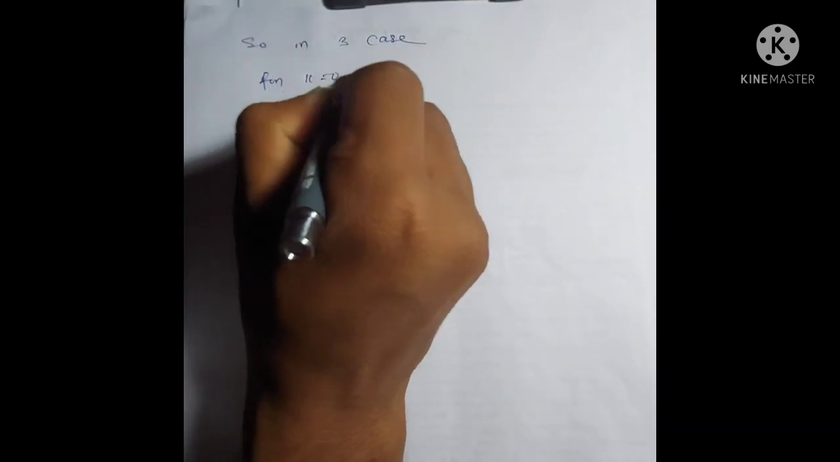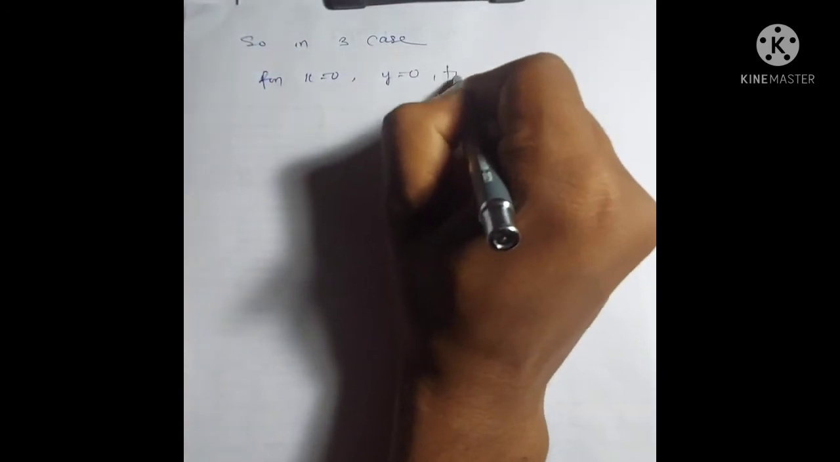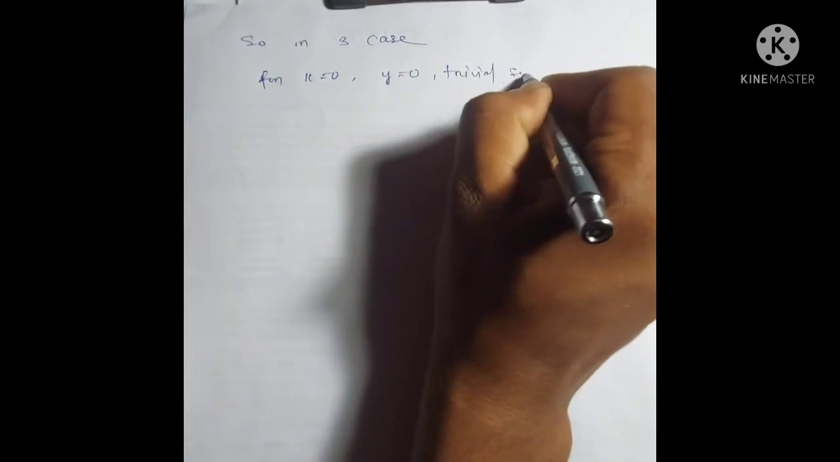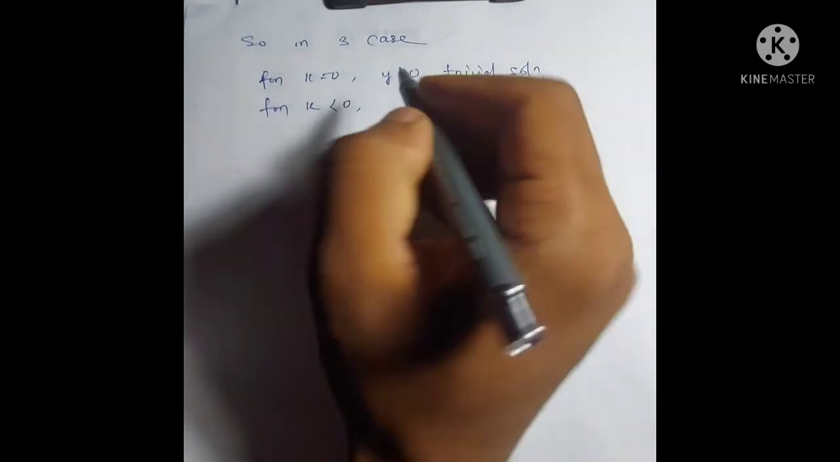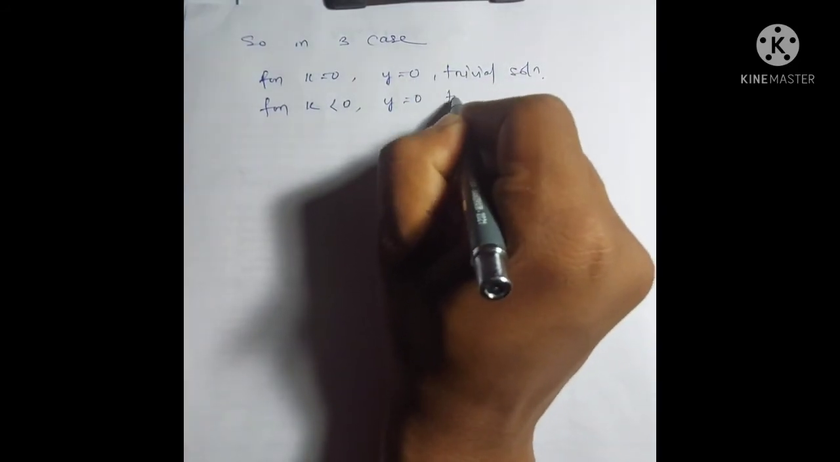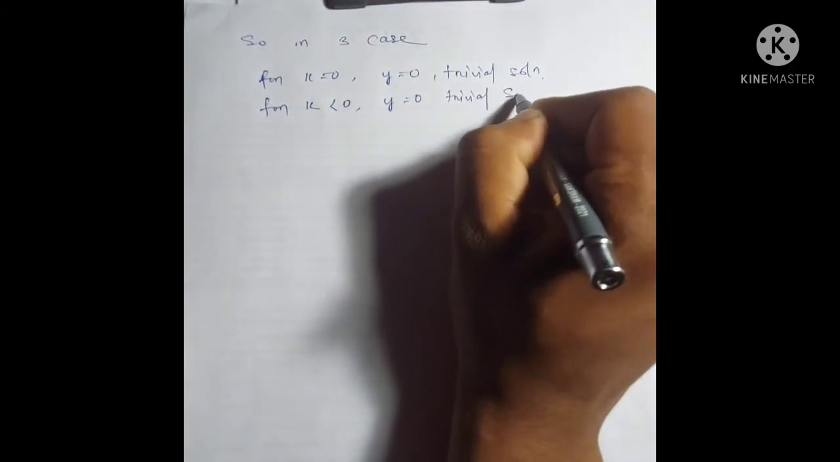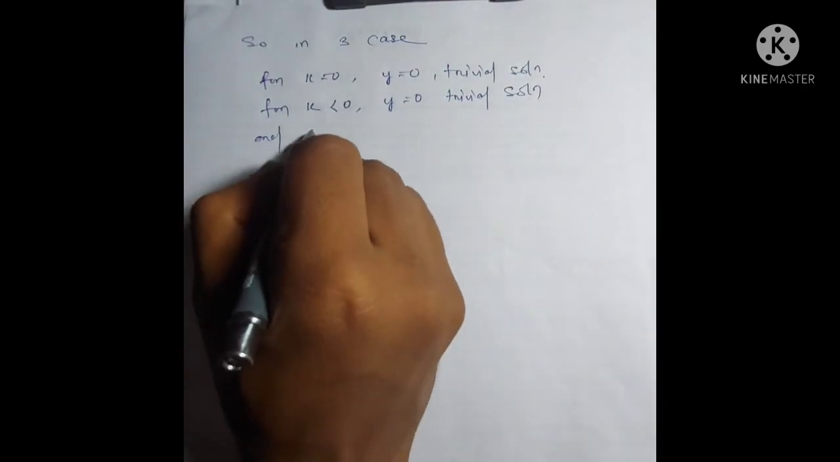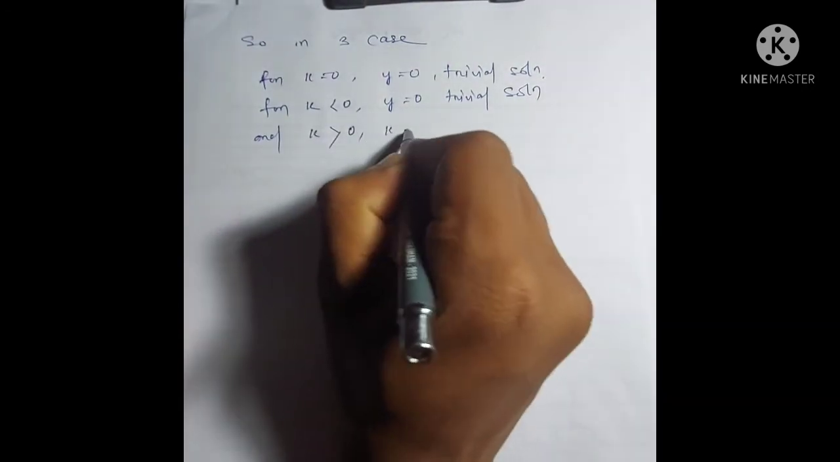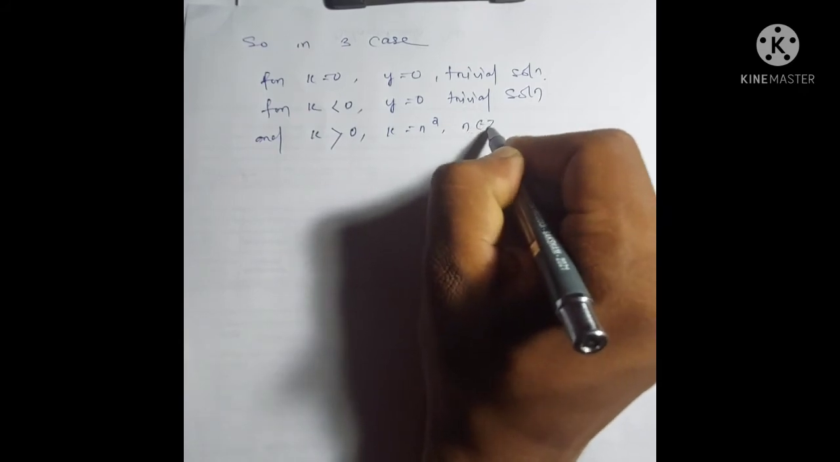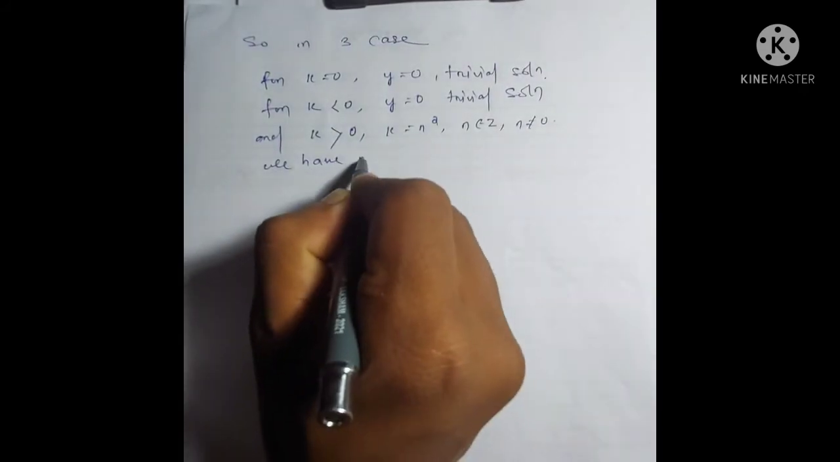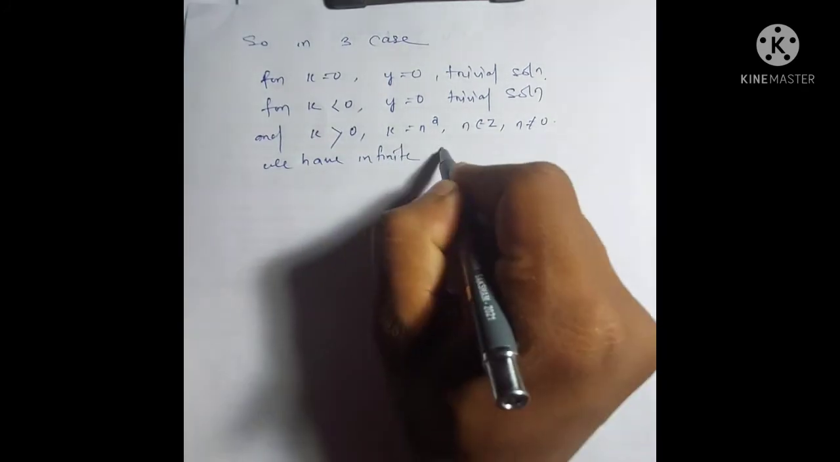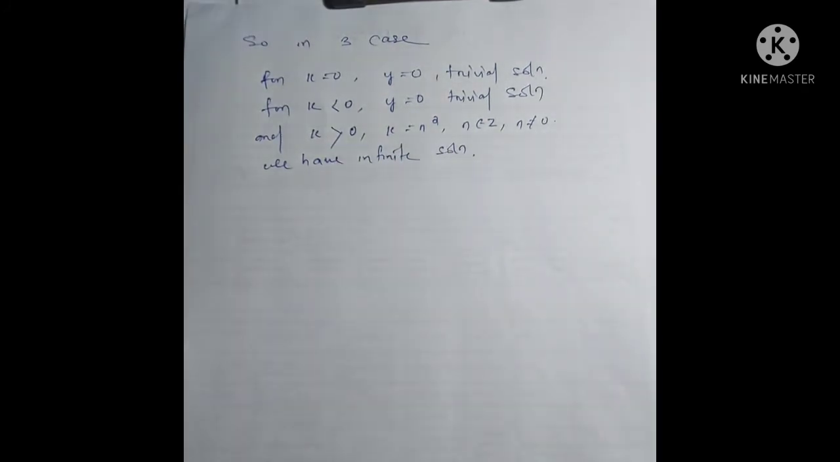So in 3 cases, for k is equal to 0, y is equal to 0, trivial solution. For k less than 0, y equal to 0, again trivial solution. And for k greater than 0 and k is equal to n square, n belongs to Z and n not equal to 0, we have infinite solutions.